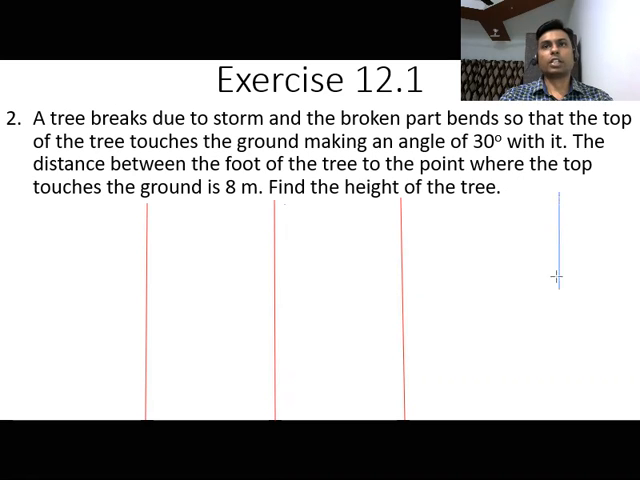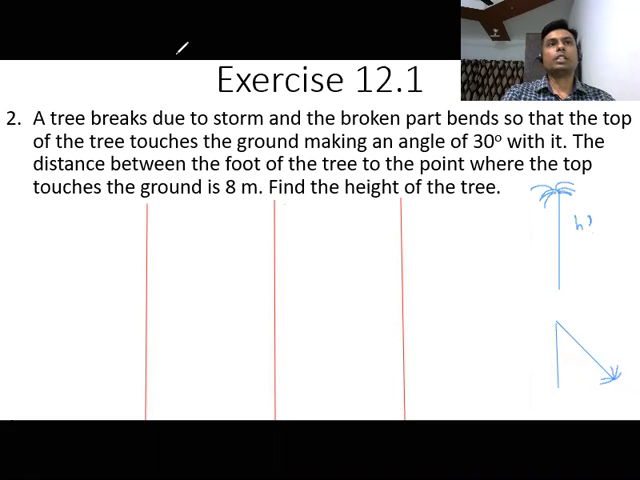So first we will draw the tree. Let's say this is our tree. So we have to find the height of this tree. We'll call it as h. Now what happens to the tree? The tree is broken. So one piece is like this, another piece is like this. So it is broken like this. This is how the tree is broken now, because of a storm.